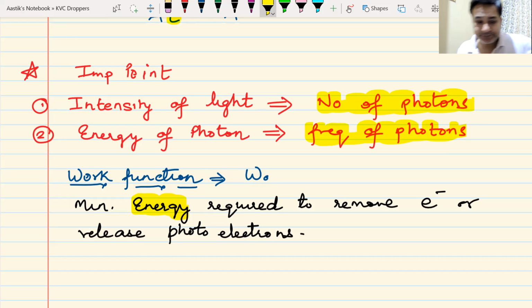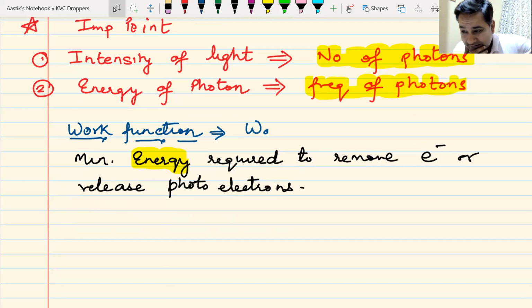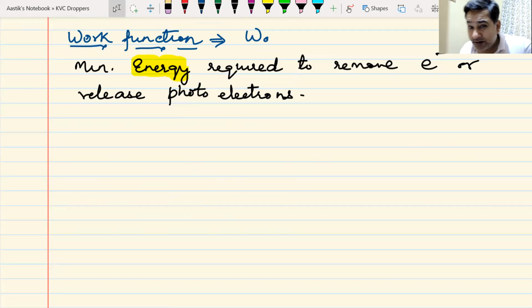Why will I not be able to liberate electrons? Because the energy of a photon that is falling is less. Are we getting the point? Then how do I understand this, sir?